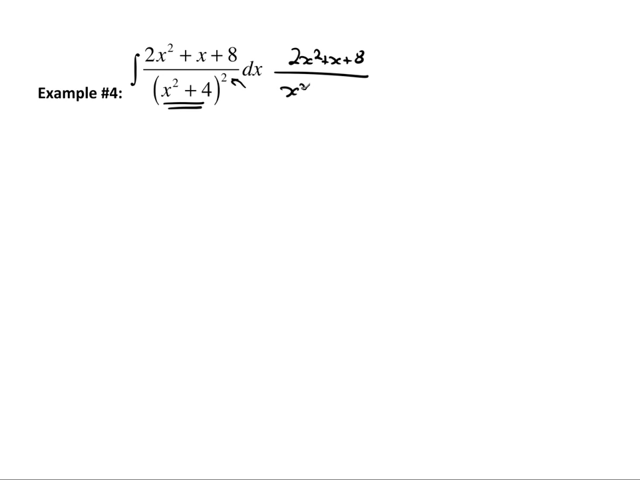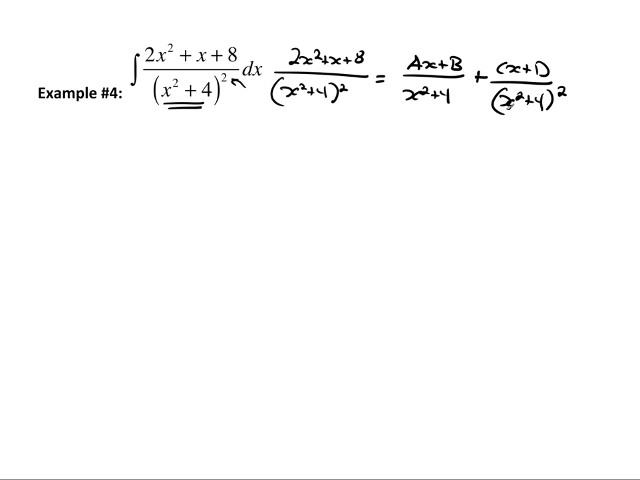over x squared plus 4 squared equals, now I'm going to use a, b's, and c's just because I want to. I'm going to have ax plus b, see this is a quadratic, so I have this linear term here, over x squared plus 4 plus cx plus d over x squared plus 4 squared.